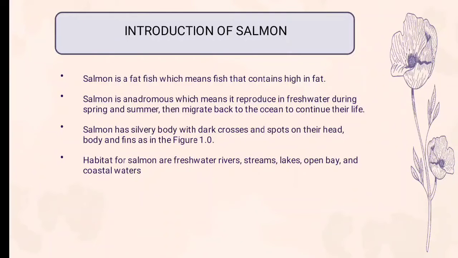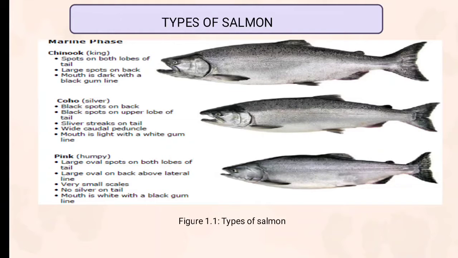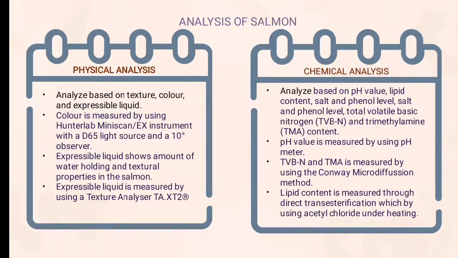Introduction of salmon. Salmon is a fish that contains high fat. Salmon is known as an anadromous animal because it reproduces at a different place from where it lives. This is the structure of salmon. There are 5 types of salmon, which are Chinook salmon, coho salmon, pink salmon, chum salmon, and sockeye salmon.